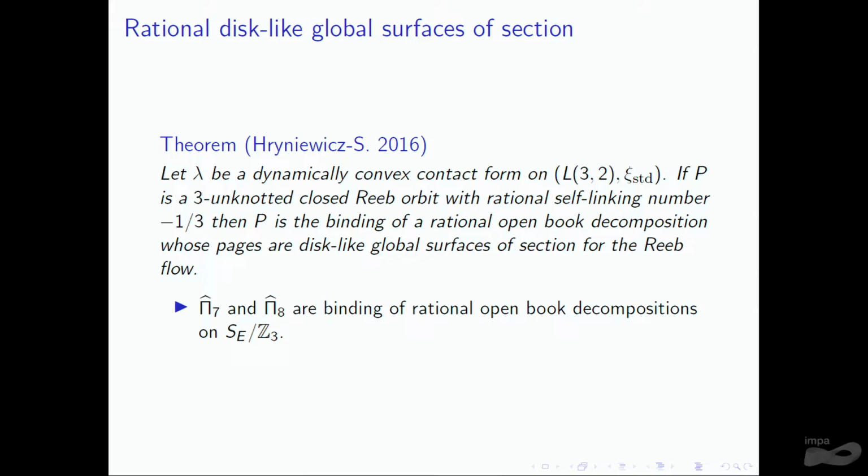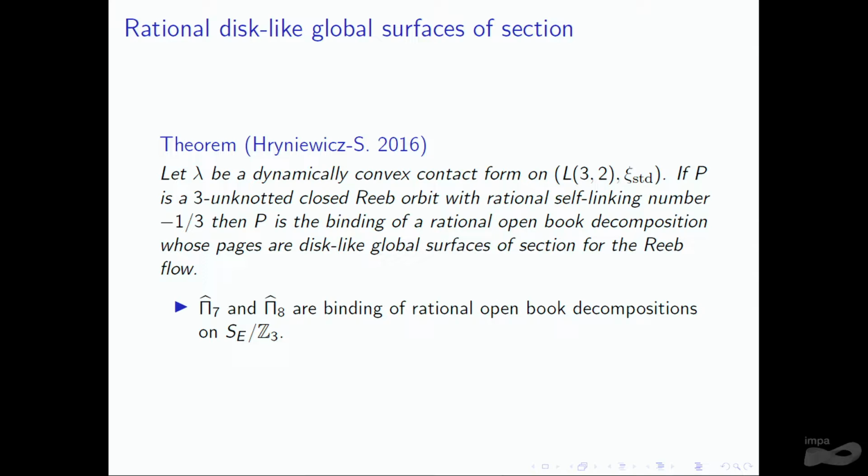So one result that it's possible to apply using this fact that it's dynamically convex is a result with Riniewicz, which says that suppose that we have a dynamically convex contact form on the lens space L(3,2) with the standard contact structure, and if P is a 3-unknotted closed Reeb orbit with this invariant which depends on the contact structure, which is the rational self-linking number, which is 1/3.